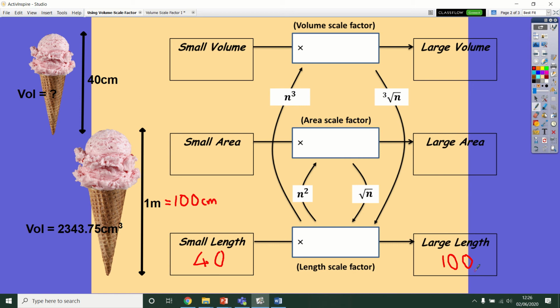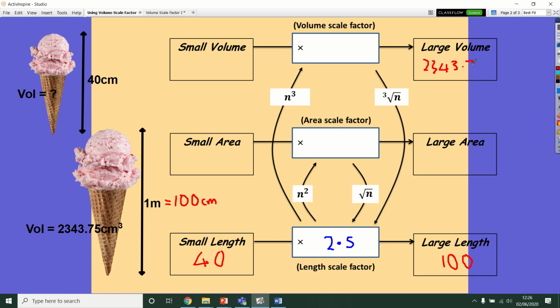And to get from 40 to 100, the scale factor is 2.5. 2.5, we'll put in there. We've got a large volume, which is a nasty number, but I've chosen that to make this answer a nice number. So let's pop that in the top right. So we've got up here 3.75. All right, and this is the one we're after, the small volume.